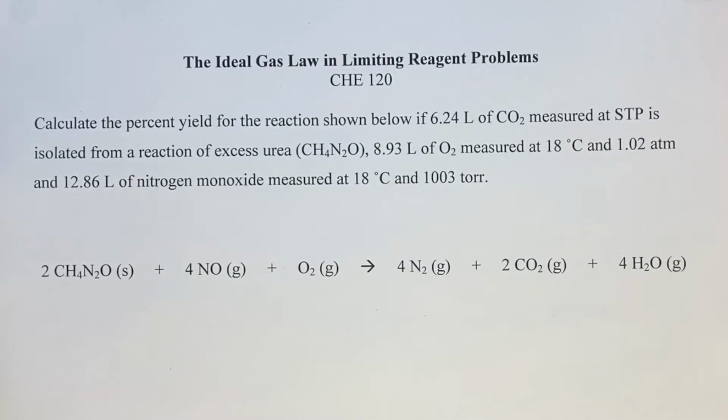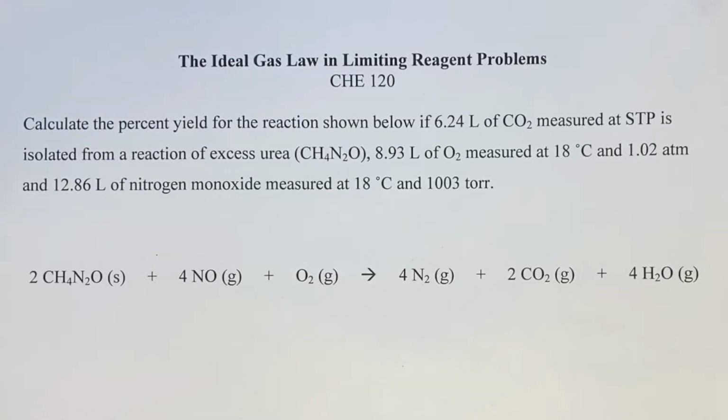So the problem says, calculate the percent yield for the reaction shown below if 6.24 liters of carbon dioxide measured at STP is isolated from a reaction of excess urea, 8.93 liters of oxygen measured at 18 degrees Celsius and 1.02 atmospheres, and 12.86 liters of nitrogen monoxide measured at 18 degrees Celsius and 1003 torr.